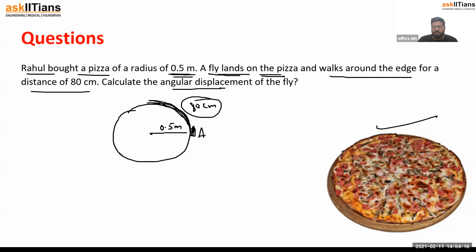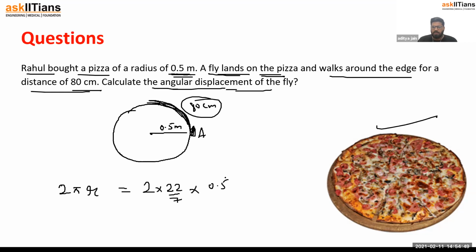You have to calculate the angular displacement of the fly, or the angle made between the initial and final position of the fly after traveling a distance of 80 centimeter along the edge of the circle, or along the edge of the pizza. First we have to calculate the circumference of the pizza, that is, the total circular distance. So if I calculate this by 2 pi r, pi means 22/7, and radius is 0.5.